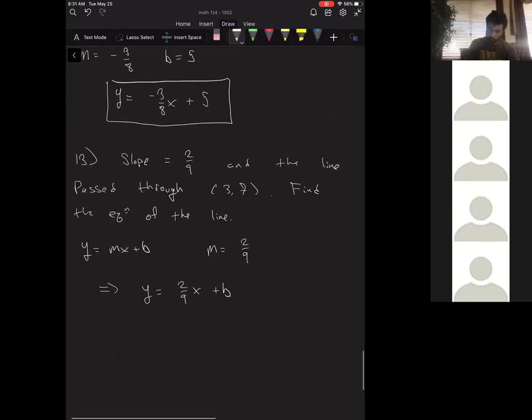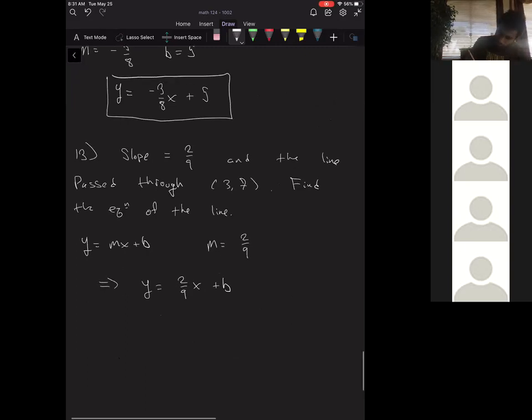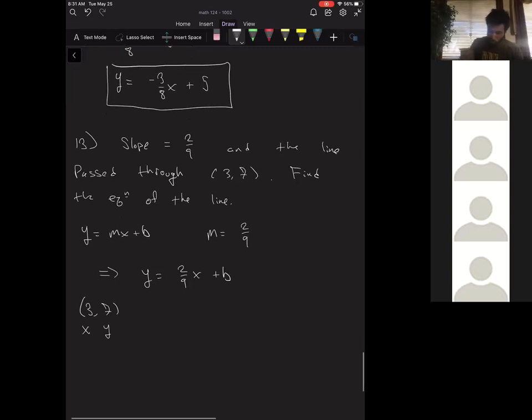So the last thing to do to solve this problem is, well, we need to find b. In order to do that, we want to use our point. So we have this point 3, 7. And remember, whenever we have a point, this is just an x value and this is a y value. So what we can do is plug in this x and y value and then just solve for b. So if we do that, we're going to plug in 7 for y. So we're going to get 7 is equal to 2 over 9. X is 3, so we're going to plug in 3 and then plus b.